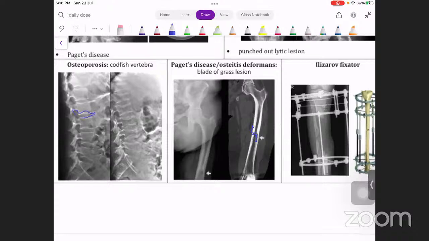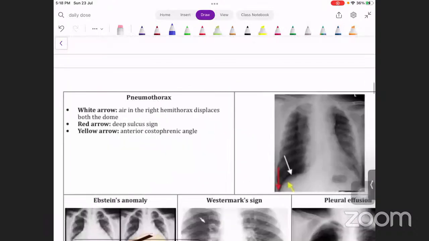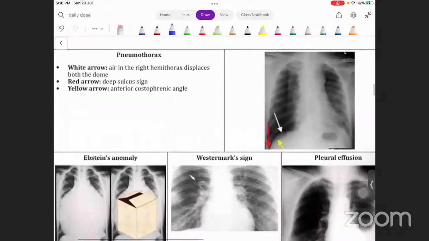Here you may see the codfish vertebra or fish mouth vertebra, and apart from that, you may see the pneumothorax. So speaking about the pneumothorax, it is air in the thorax region, which can affect your diaphragm, and you may see that there is a deep sulcus sign.